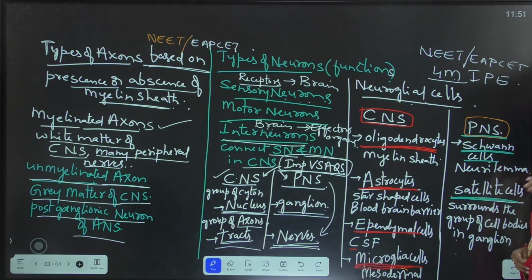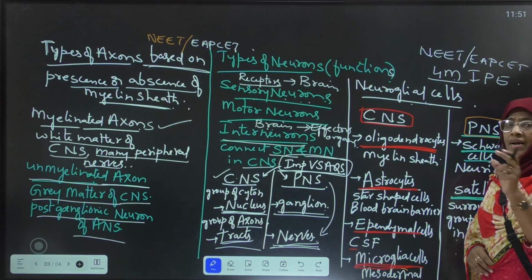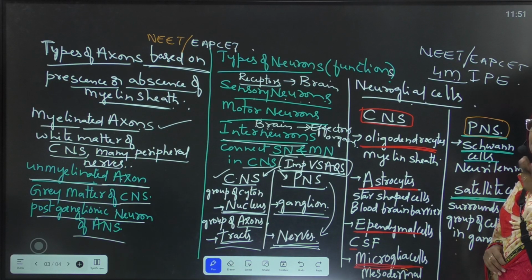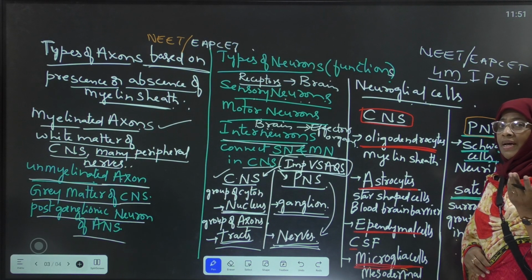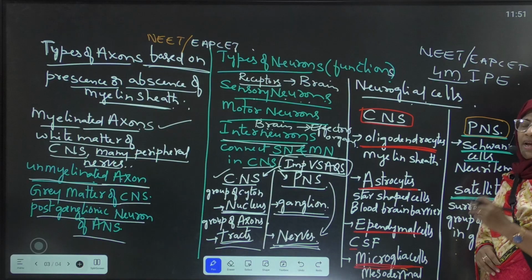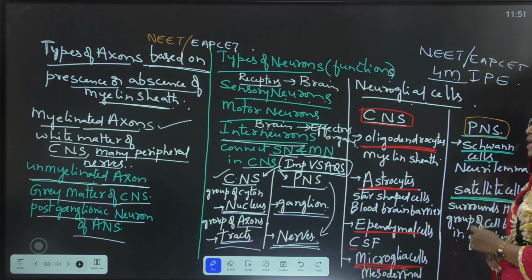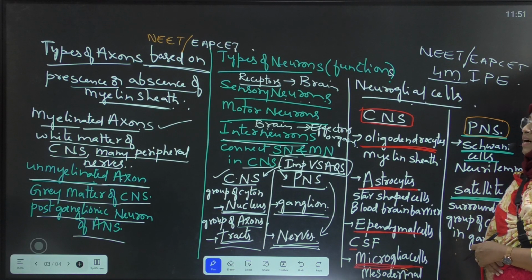What are neuroglial cells? These are the second type of cells present in nervous tissue. Neuroglial cells are supporting cells of the nervous tissue, and they are non-conducting cells. They provide a microenvironment for neuronal activity. These are non-impulse conducting cells, and they nourish the neurons and are useful for protection of the neurons.